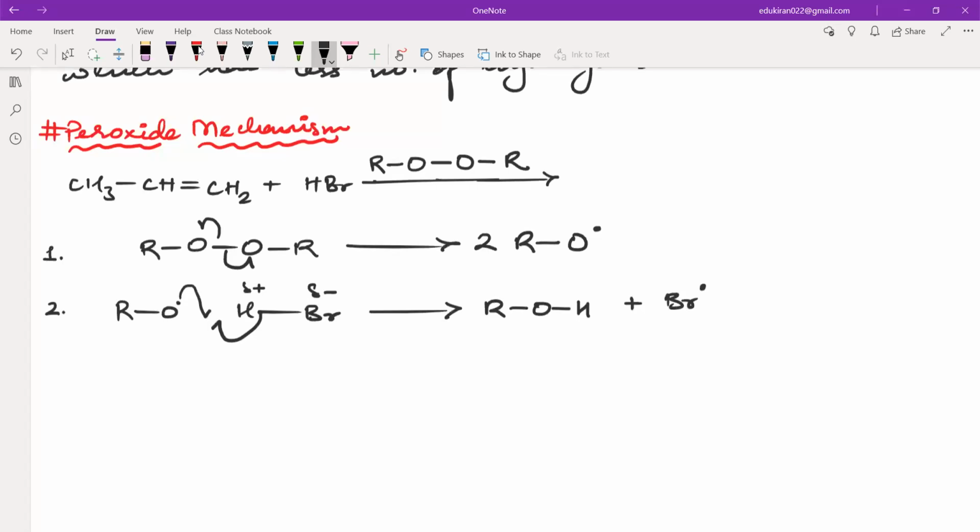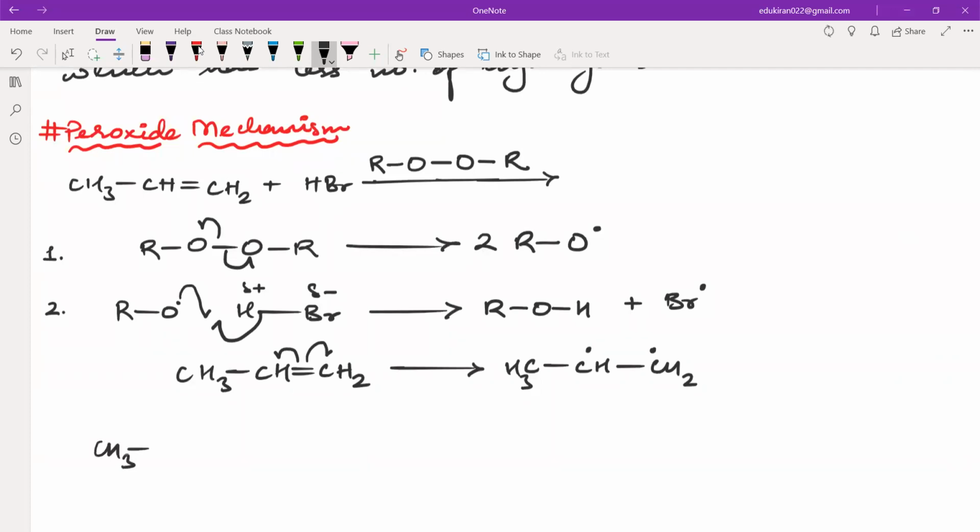Now, the next step that I'm going to show you doesn't really happen like this, but you have to imagine CH double bond CH2, and then this pi bond breaks and you get CH3 CH single bond CH2. So free radical and free radical. Now this happens so rapidly that this step and the next step happen together. Now you have CH3 CH single bond CH2, both of them with free radicals, plus we have a Br free radical.